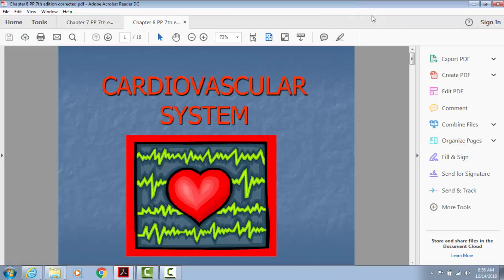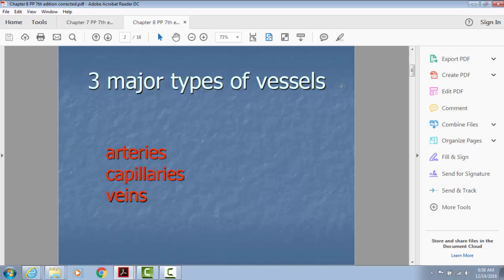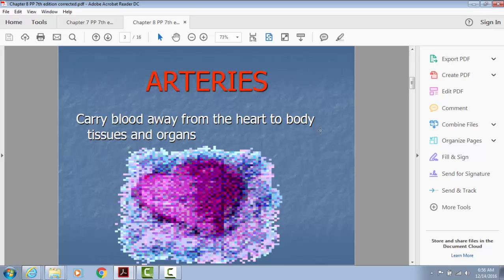Okay, this is the recording for Chapter 8, Cardiovascular System. There are three major types of vessels in the cardiovascular system: the arteries, capillaries, and veins. We'll talk about each one of those. Arteries are the vessels that carry blood away from the heart to the body tissues and organs.